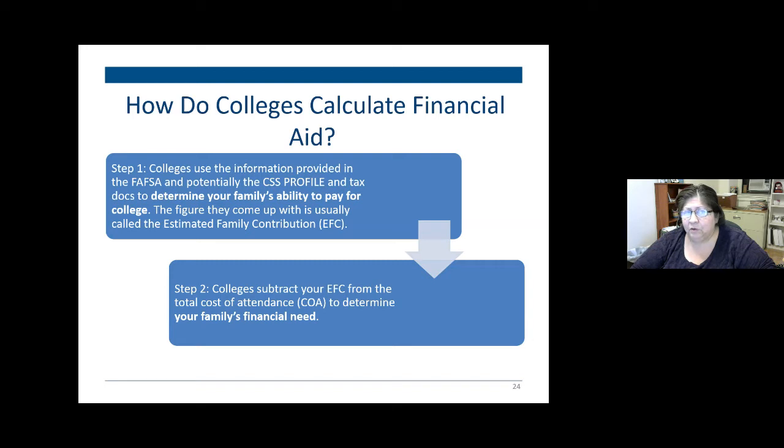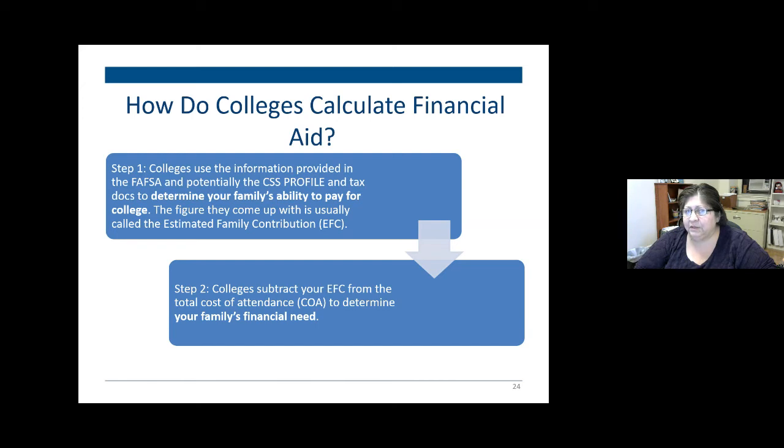Okay, so going back to the slide, it's talking about the schools. The information that you enter in the profile, your tax documents, they determine your family's ability to pay for college. The figure they come up with is usually called the estimated family contribution. They do not expect you to pay that money. They just look at how much you pay for rent, utilities, transportation, personal expenses. That's what your family can contribute towards your whole expenses, not towards your school expenses only.